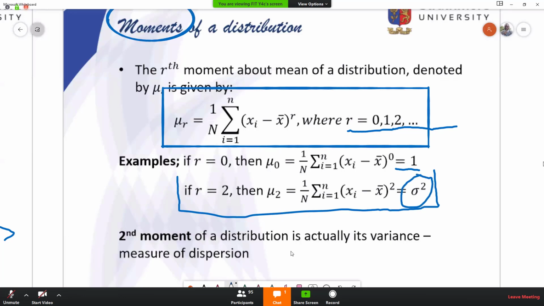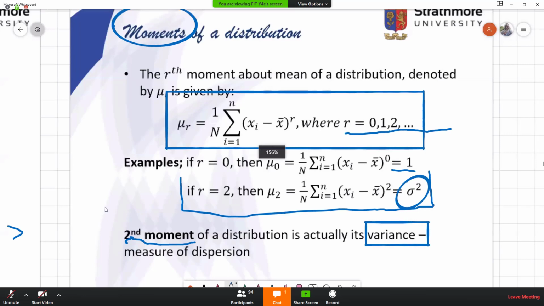What is sigma squared? Sigma squared is also the variance of the data set, which will actually be easy to compute in this format. So the second moment of a distribution is always its variance. When you're asked to compute the variance, you just compute the second moment of a distribution. We are going to do this in a practical way. There are other ways to compute variance, which I don't concentrate on.